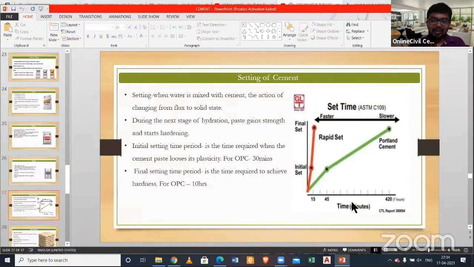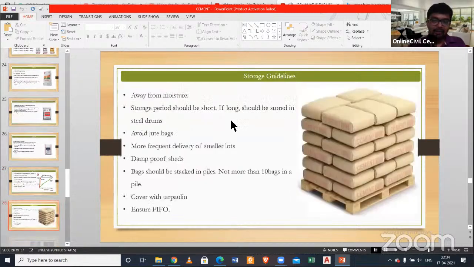So this is the particular use of this cement. And then for the setting time, the initial setting time and final setting time is again 30 minutes to 10 hours. Okay, so this is the average setting time of the OPC cement, 30 minutes to 10 hours, as we had seen.